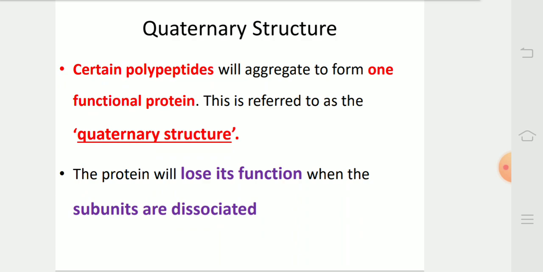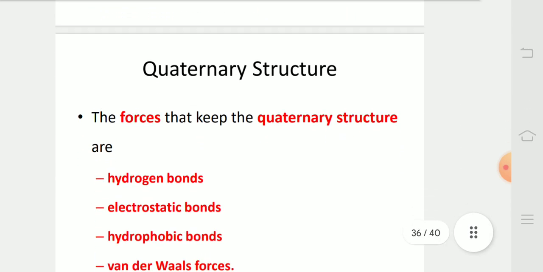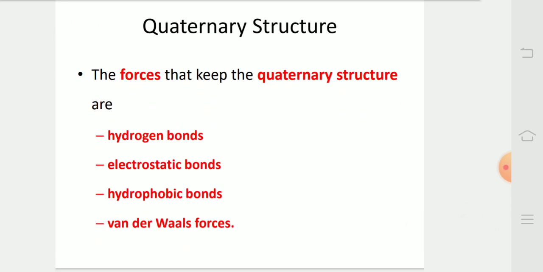Quaternary structure. Certain polypeptides will aggregate to form one functional protein. This is referred to as quaternary structure. The protein will lose its function when the subunits are dissociated. The forces that keep the quaternary structure are hydrogen bonds, electrostatic bonds, hydrophobic bonds, and van der Waals forces.